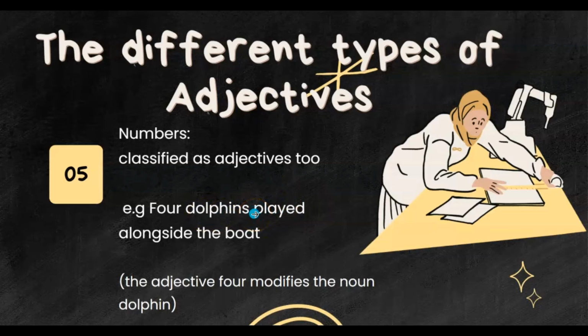Remember, parts of speech are very important. Once you know the roles that they play, it's easier for you to make coherent sentences that make sense. So the adjective four modifies the noun dolphins. Now, I won't be writing a lot of examples because, like I said in my earlier videos, you need to practice. Search on the internet. You do not realize the power of technology when you can look on the internet for all these examples.